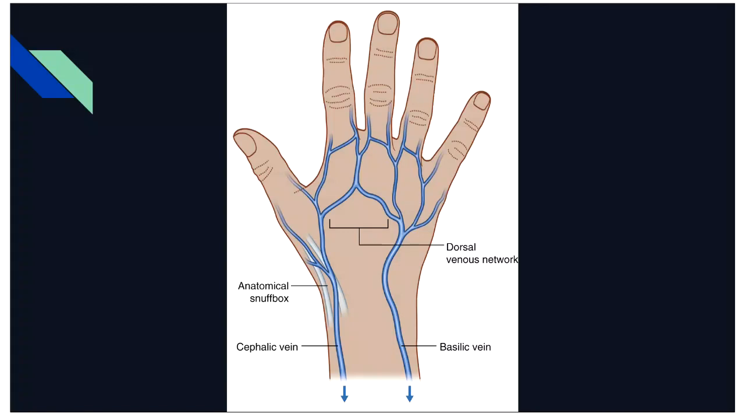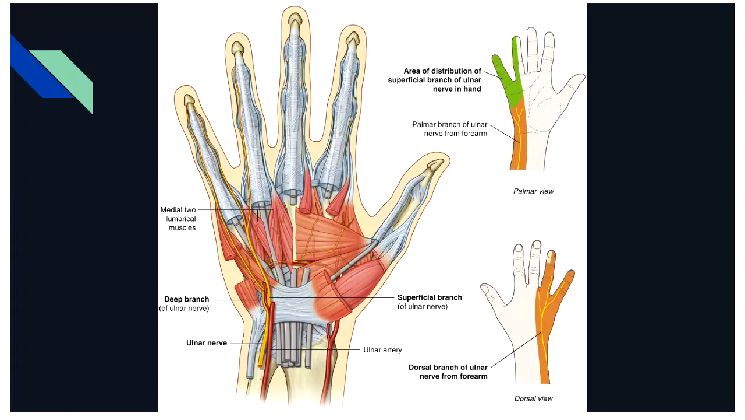Now, the only thing about the veins is you have the basilic vein and then the cephalic vein, okay? They're not going to be radial and median, okay? And then you have this dorsal venous network. Okay? So we already talked about this.